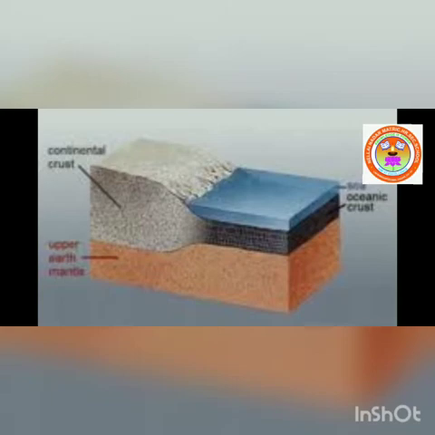The major elements of the crust are Sial, that is silica and aluminium, and Sima, that is silica and magnesium. So the continental crust is made up of Sial and the oceanic crust is made up of Sima.